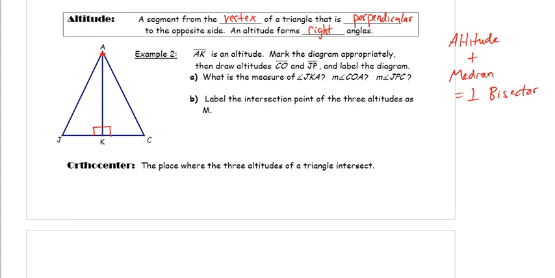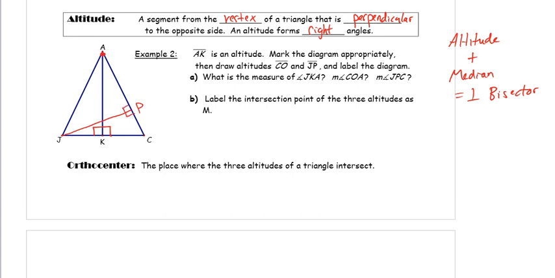I do not know that JK and KC are congruent. I cannot make that statement. So what I'm going to do is finish this diagram, and I'm going to draw as best I can JP. So it's going to be here, and again this is going to be a 90.